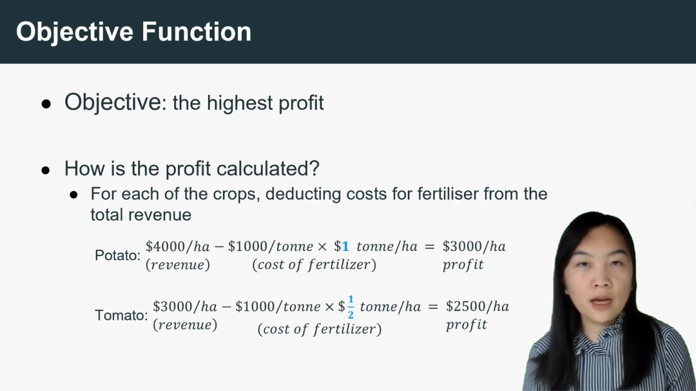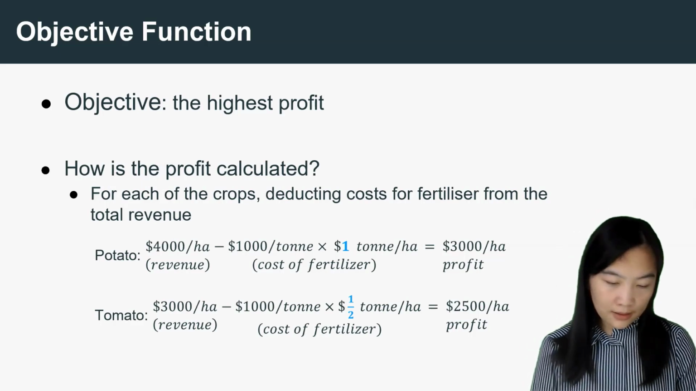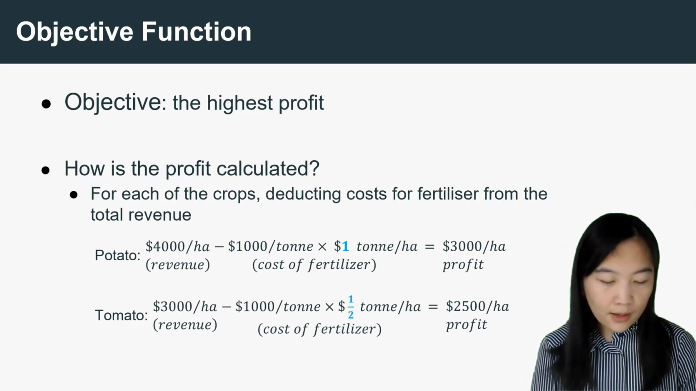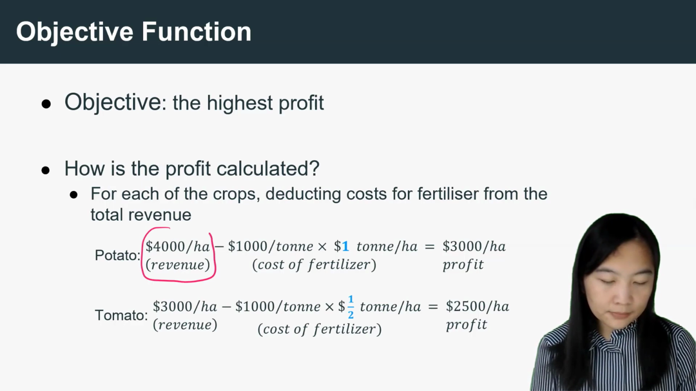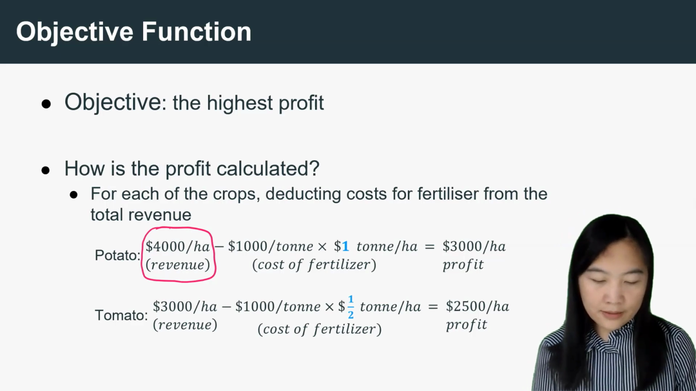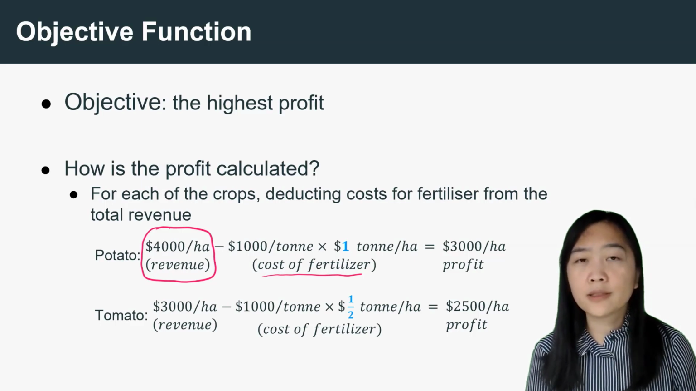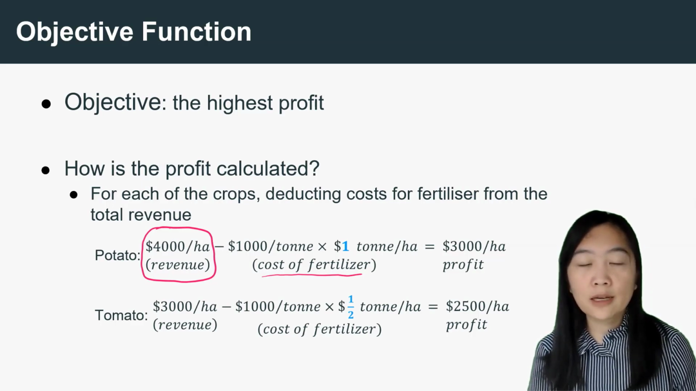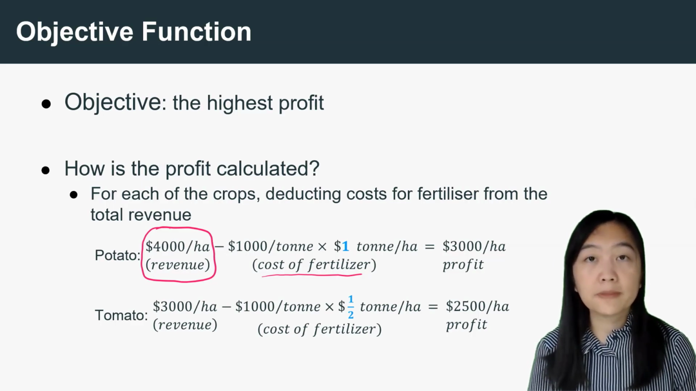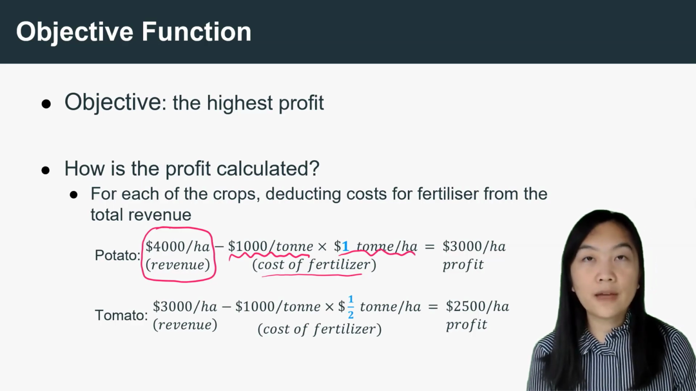And I have a very detailed calculation of the profit here. First, for potato, the revenue is 4,000 per hectare. And the cost is, there's only one cost. There might be multiple types of costs later on, but in this example, we want to keep things simple. So there's only one type of cost, which is fertilizer. This is a unit cost of fertilizer, and this is a rate of application.